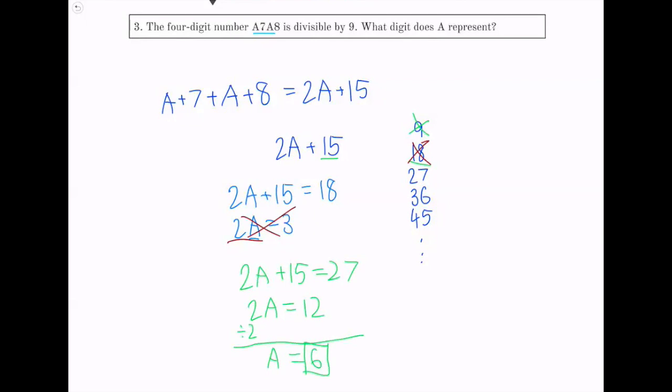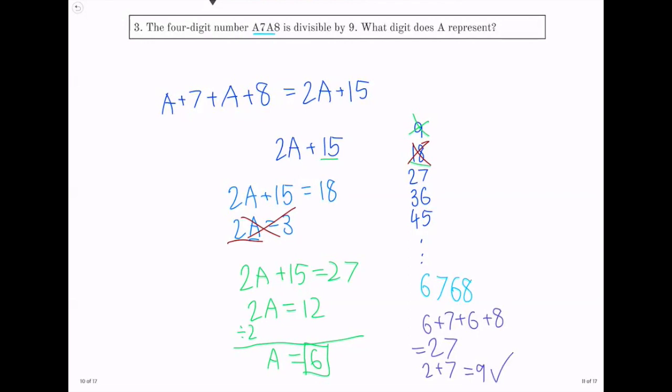And now a good habit you should always get into is checking if it all actually works. 6, 7, 6, 8. Is this actually a multiple of 9? Well, we can just check that using the divisibility trick. 6 plus 7, 6 plus 8. What does it give us? 27. And with 27, we can add the digits again. 2 plus 7 is 9. And 9 is indeed a multiple of 9. So that means 6, 7, 6, 8 is the correct number. So 6 is the correct answer. That's a good way to make sure you didn't make a mistake in your work. So that's a good checking habit that you should always do.